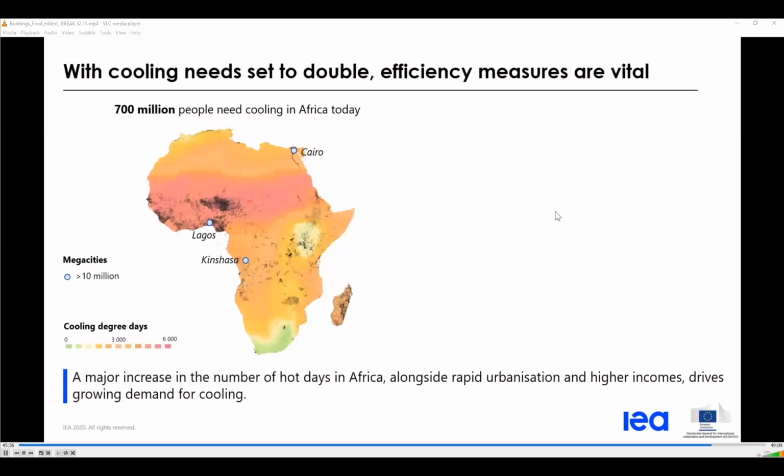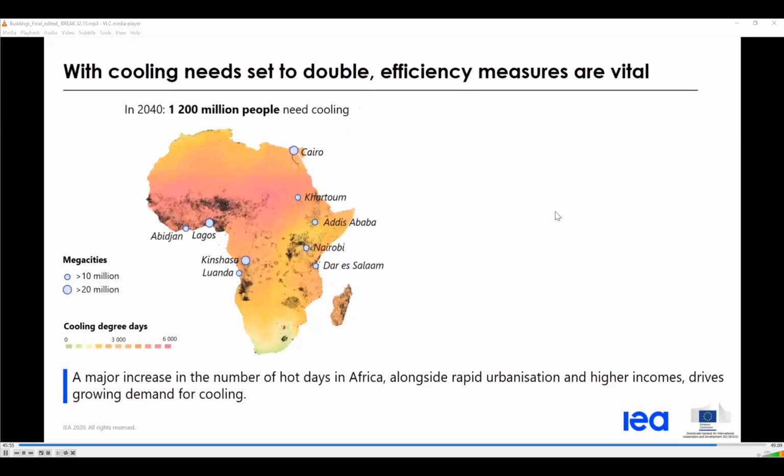And we see that almost 700 million Africans today live in areas where the average daily temperature exceeds 25 degrees. And average temperatures are often 1 to 2 degrees higher again in cities. And as Africa's population increasingly urbanizes, cooling needs will further grow. By 2040, the number of Africans living in hot areas approaches 1.2 billion people, as populations expand, especially in cities, and average temperatures increase with climate change.